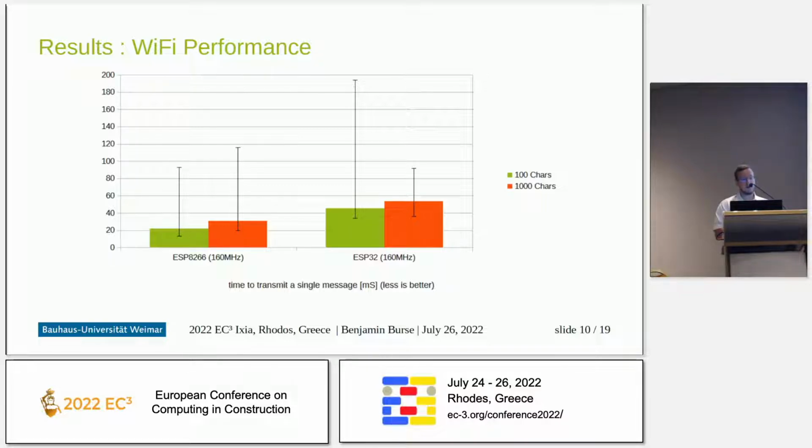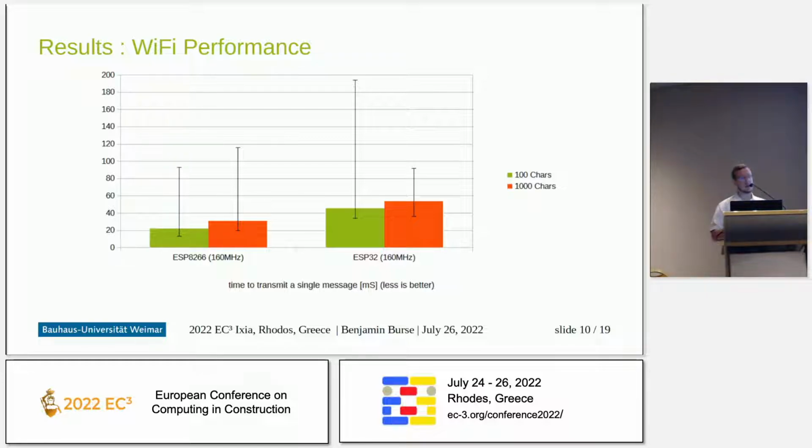Then for the Wi-Fi performance, I have 1,100 characters in these messages, and you can see I just did the test for both ESP models with the same CPU speed. And we were something around 20 milliseconds. So this means something around 50 messages per second, kind of.